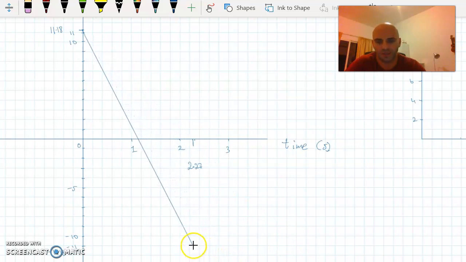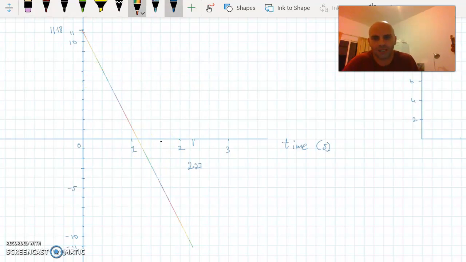In order for me to do this, what I need to do is I need to go to 2.27, which would be the final time. Okay, so it'll be around there. That's what it should look like. Okay. So hopefully you can see that.